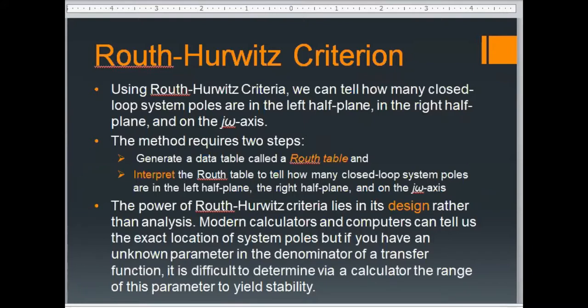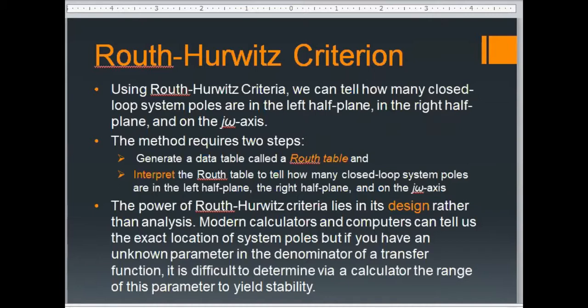So if you know how many poles are in the left half plane, right half plane, or along the jw axis, what does it ultimately tell you? Whether your system is stable, unstable, or marginally stable. So this is a criteria to determine the stability of your system.